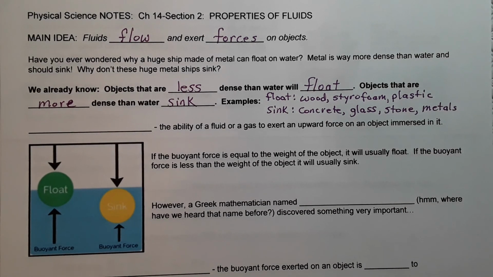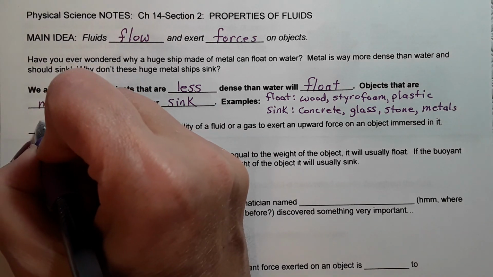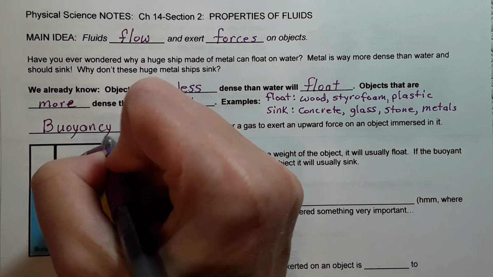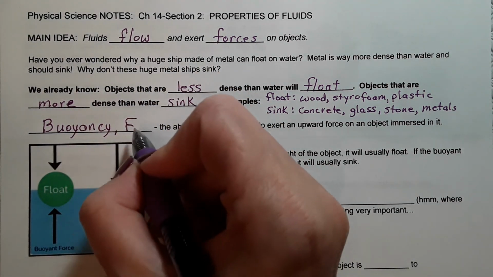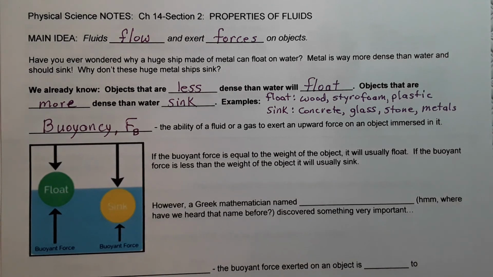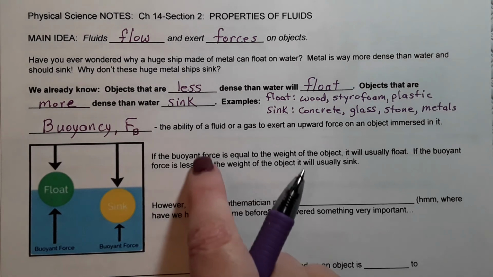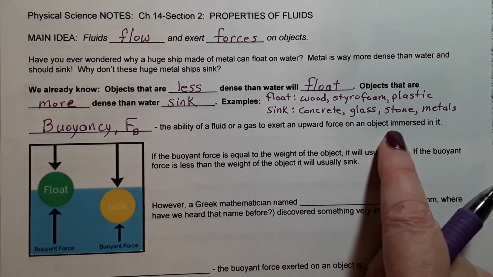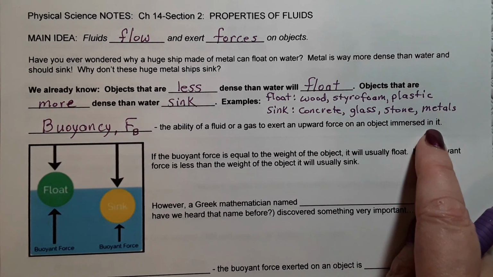So, how in the world do those huge ships float? Well, it has a lot to do with a specific force that fluids exert on objects, and that is buoyant force. Buoyancy or buoyant force, we're going to use an F for force and a B for buoyancy if we have to symbolize it, if that's okay. Buoyancy or buoyant force is the ability of a fluid or gas to exert an upward force on an object that's immersed in it.